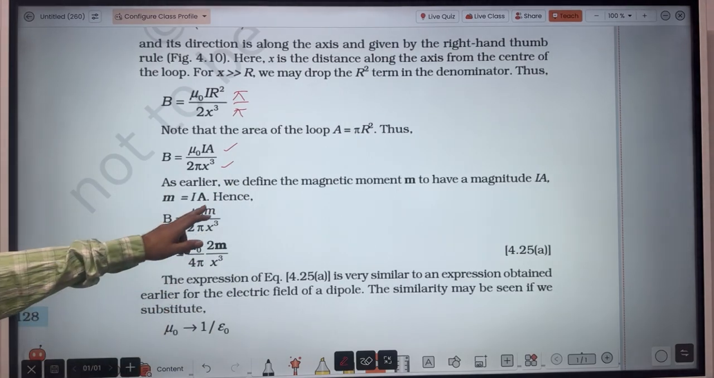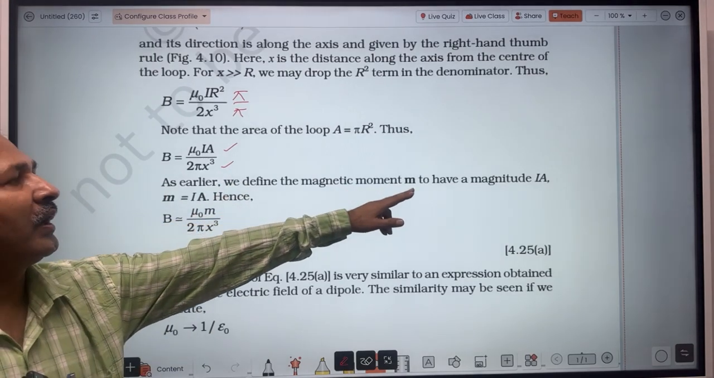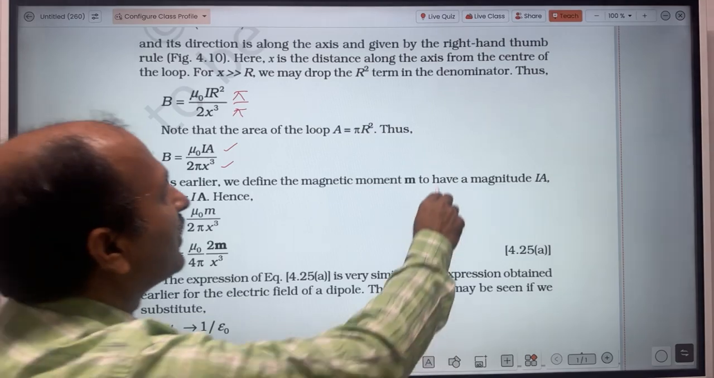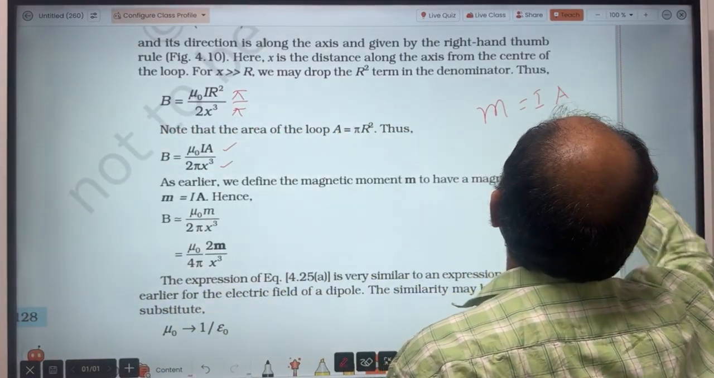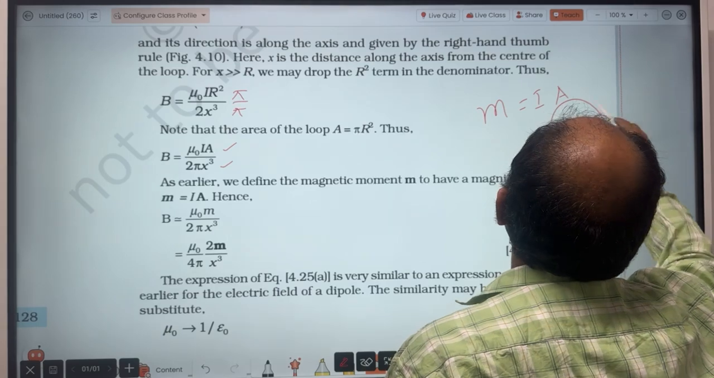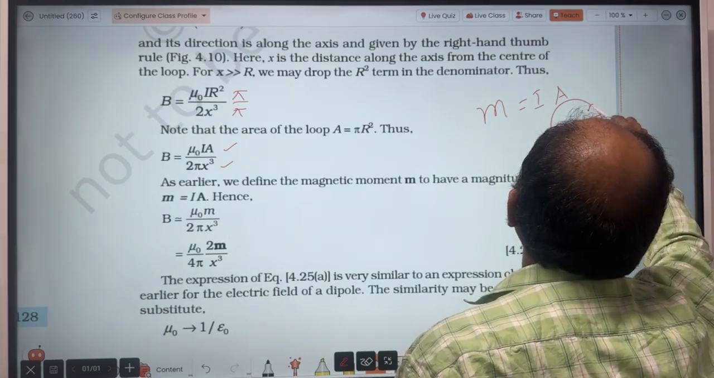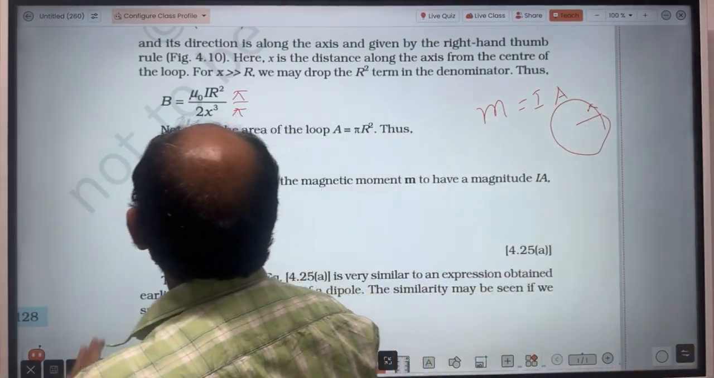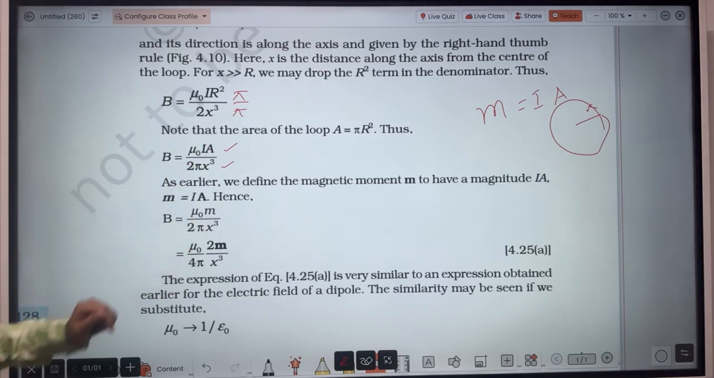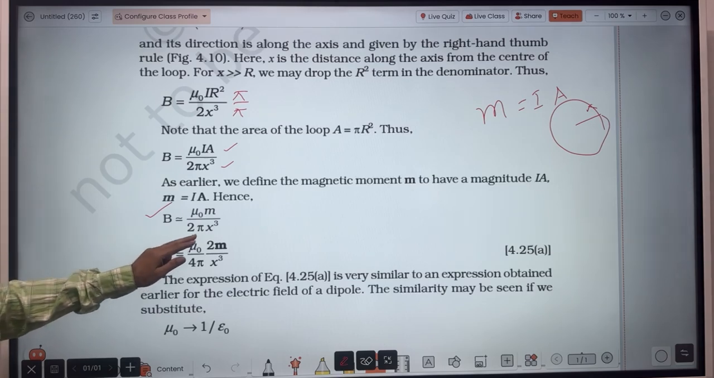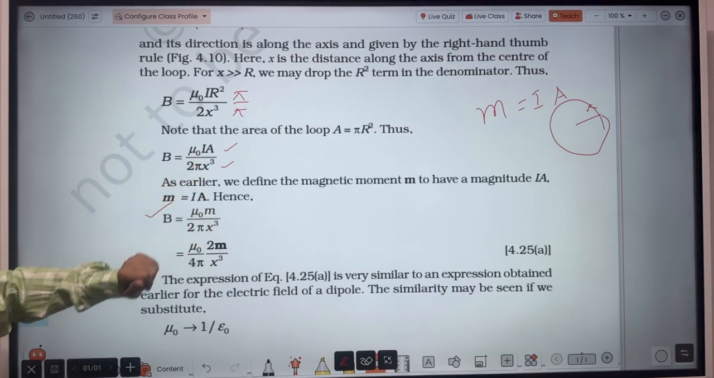As earlier, we defined the magnetic moment M to have a magnitude IA. If you remember, I told you M is given by I times A, where A is the area of the loop and I is the current in it. So M equal to IA. In place of IA, we can write M. So we get this relation, B equal to mu naught M divided by 2 pi x cube. Is it okay?